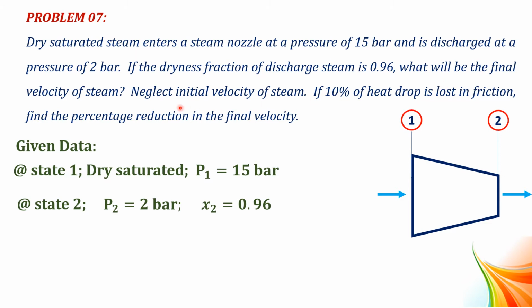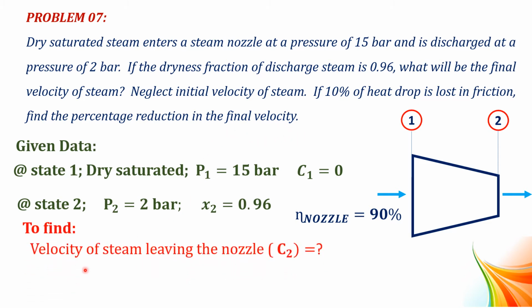What will be the final velocity of steam? So we have to find out the final velocity of steam, C2. Neglect the initial velocity of steam. So C1 equal to 0. If 10% of heat drop is lost in friction, then the nozzle efficiency is 90%. So also find the percentage reduction in final velocity. So we have to find out the velocity of steam leaving the nozzle C2 and percentage reduction in the final velocity.